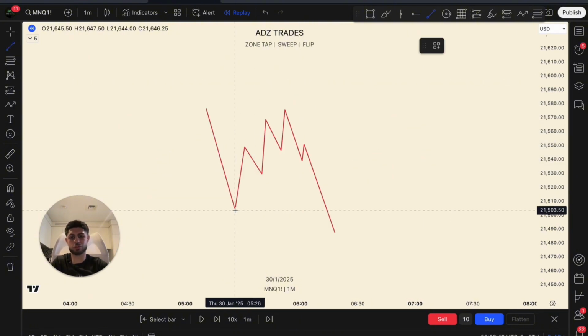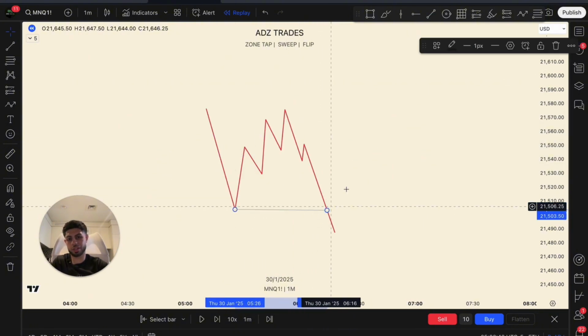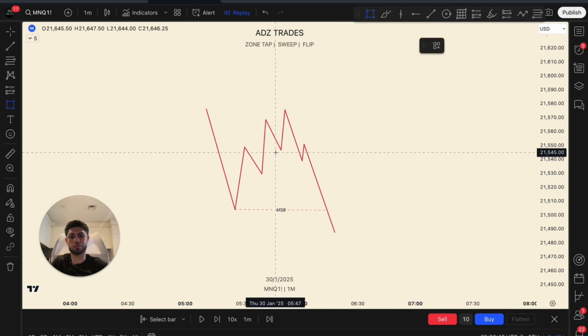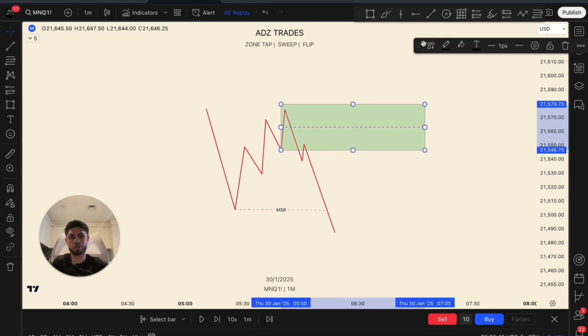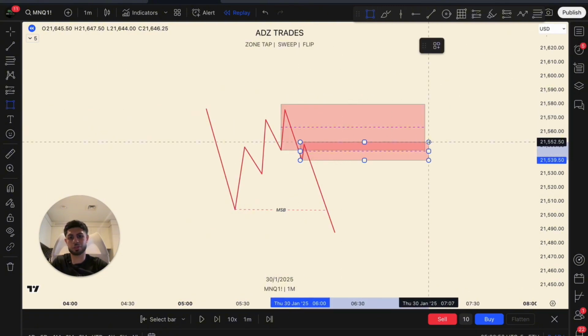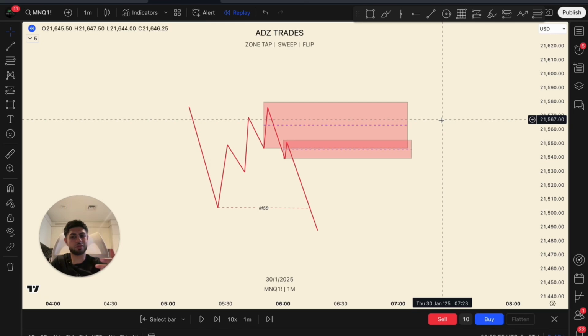What about this downtrend here? Well, we have a clear break of structure to the downside. That's the first step. Now, what zones do we have? We have this area of supply here and we have this area of supply here. Which one would I favor? Which one is a good zone?